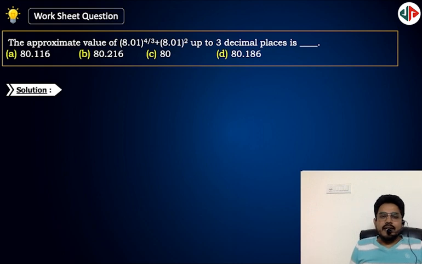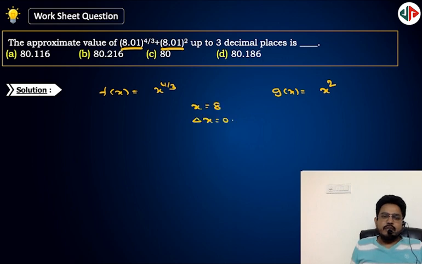Moving to the next question, approximate value of, here the difference is, this is one question, this is one separate question. So let me take here f of x is equal to x to the power of 4 by 3, and here g of x is equal to x square. In both the cases x is equal to 8, delta x is equal to 0.01. In this case f dash of x is equal to 4 by 3 x to the power of 1 by 3. In this case g dash of x is equal to 2x.